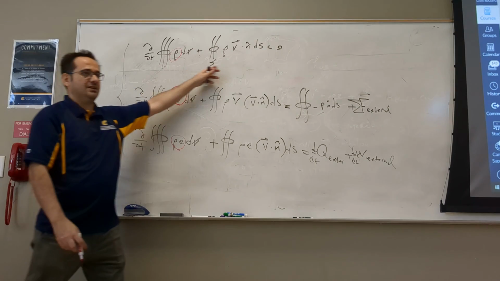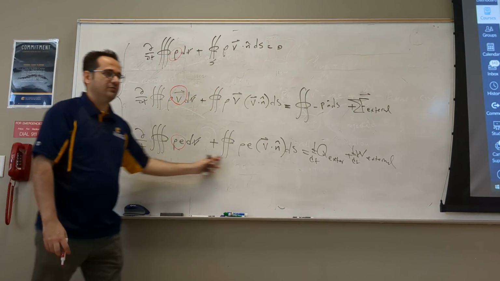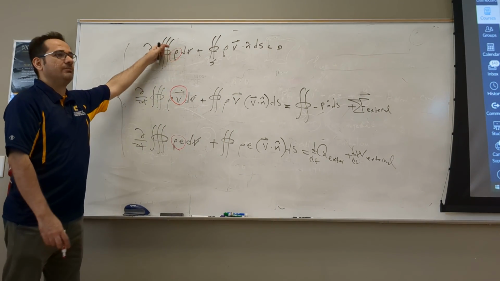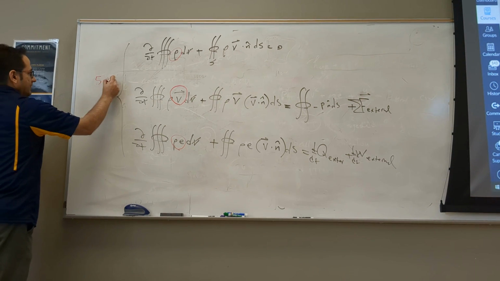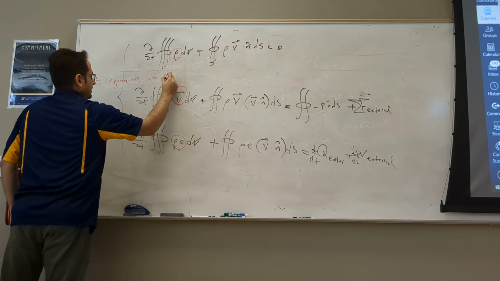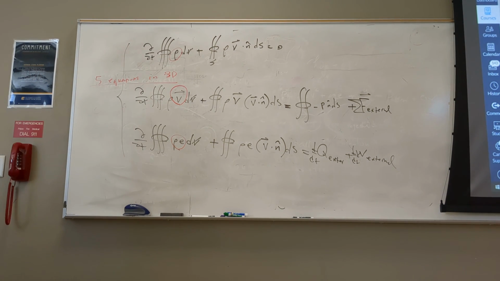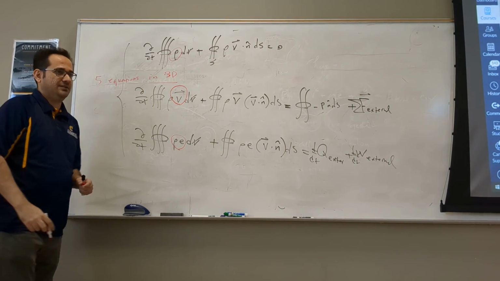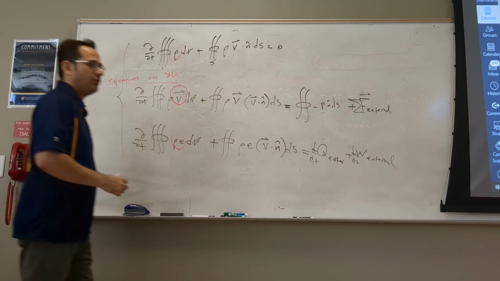What is this equation? Continuity. What are these equations? Conservation of energy, conservation of momentum, conservation of mass. This set of equations is 5 equations in 3D. What about 2D? How many equations in 2D? 4. 2 here, 3, 4. This system of equations, they call the Navier-Stokes equations.